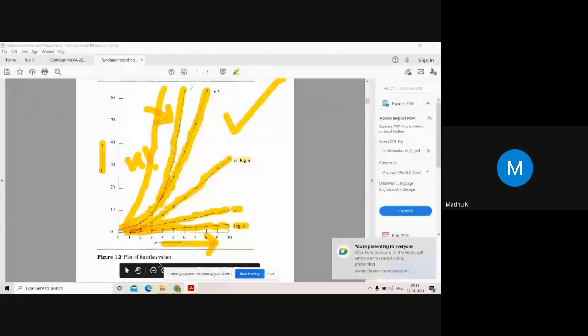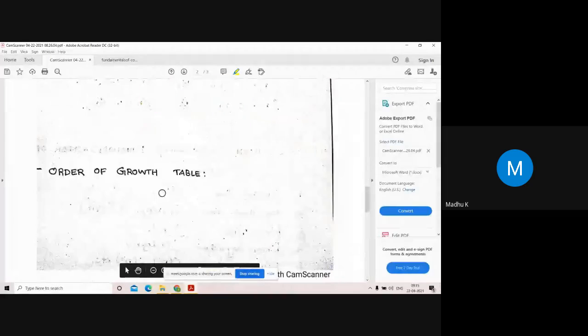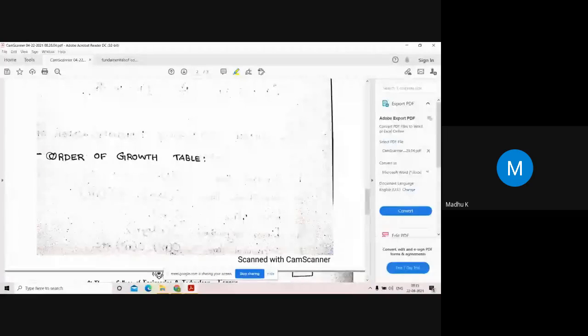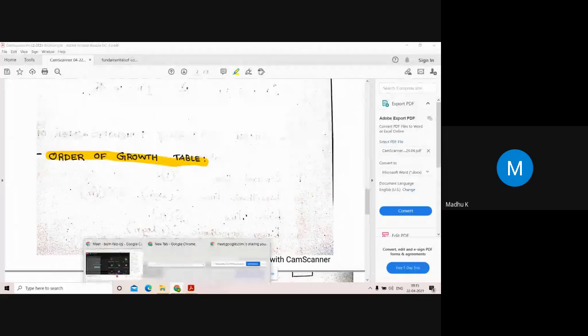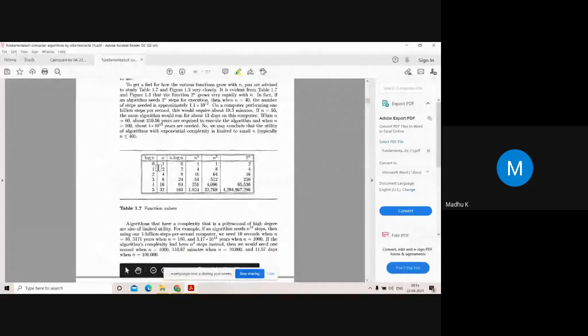Next, we want to discuss. This is the plot here, and we discussed that. Next, we want to move to this. We want to familiarize the order of growth table, just for your understanding. You can note this table. This also shows what will happen to the various functions depending on the input size.